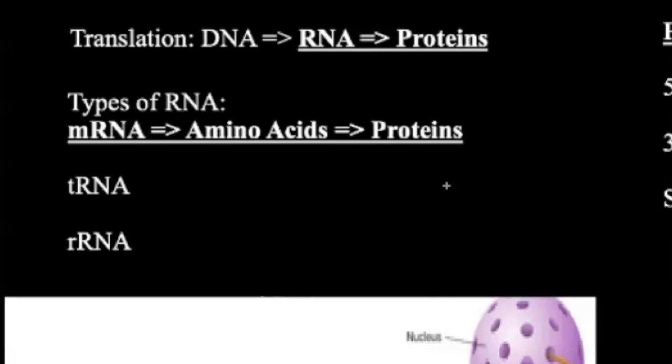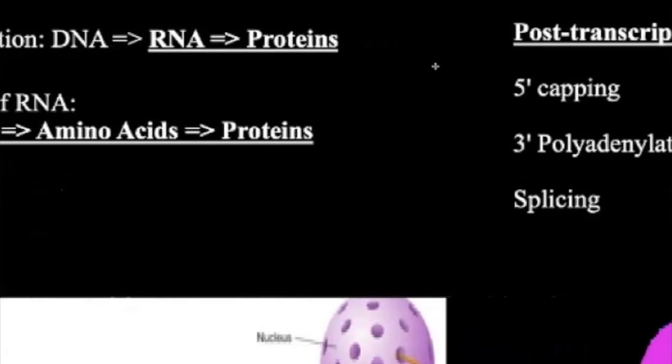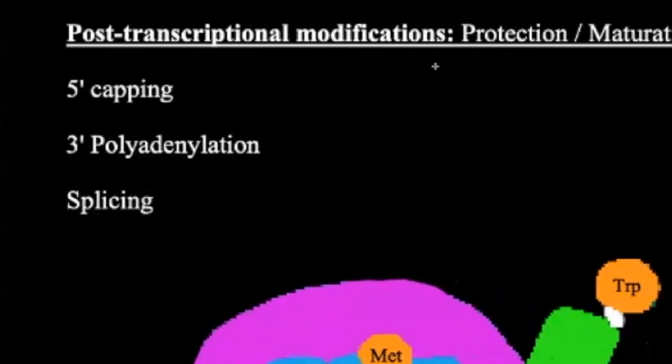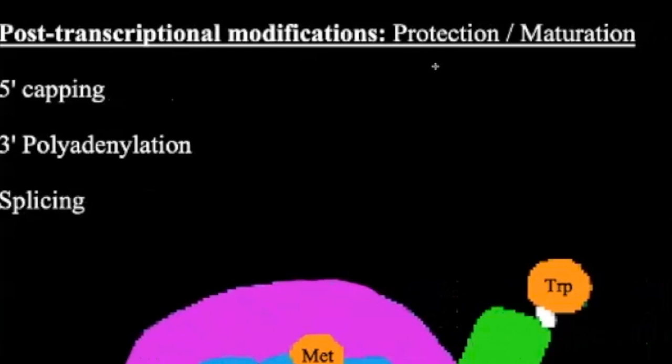Today we'll talk about the second part of protein synthesis, which will focus on translation, or how genetic information in mRNA is translated to proteins. Let's get into it. After transcription and the 5' capping, the 3' poly A tail, and splicing, we have a fully mature piece of mRNA.